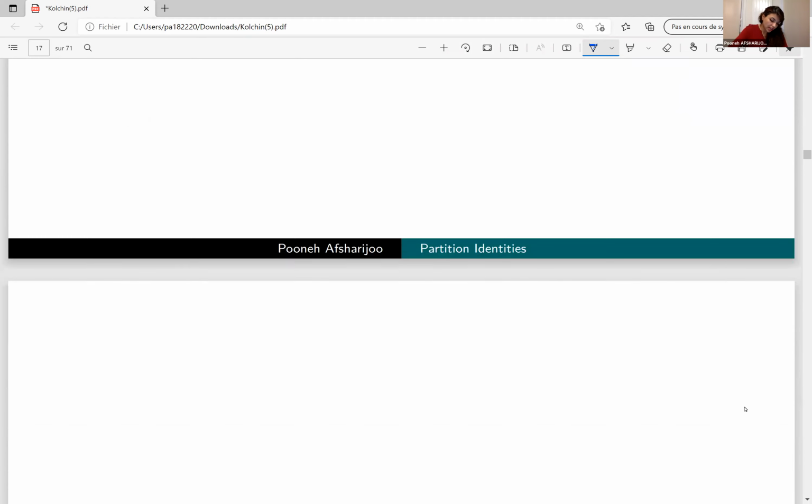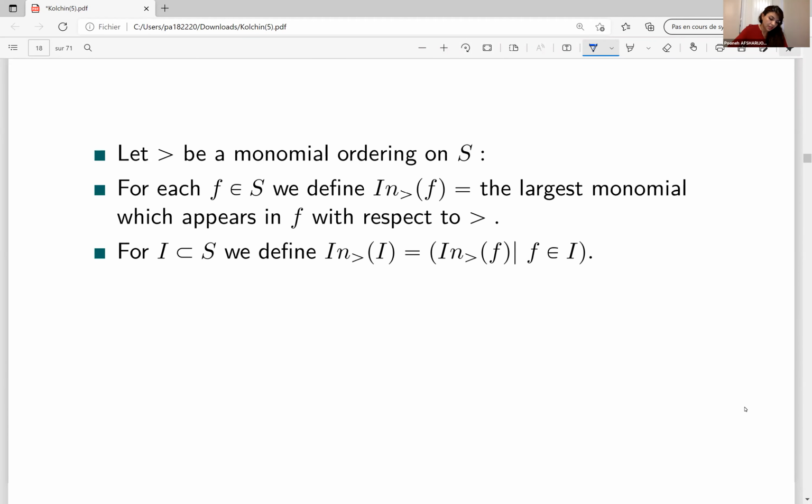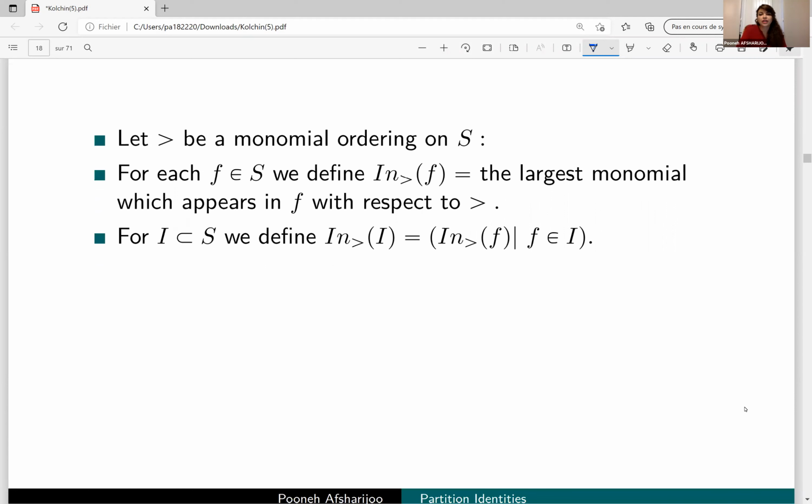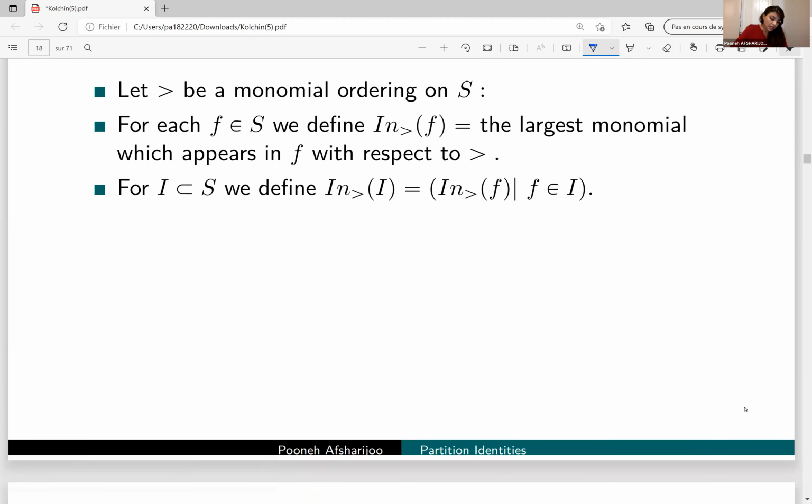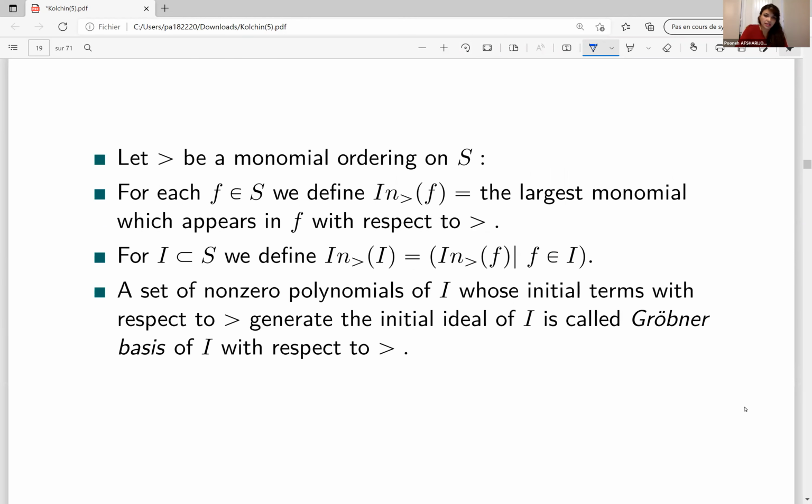And for each ideal of S, we define its initial ideal, which is the ideal generated by the initial parts of its polynomials. And finally, we define a Gröbner basis of I with respect to this monomial ordering, which is a non-zero set of polynomials of I whose initial terms generate the initial ideal of I.